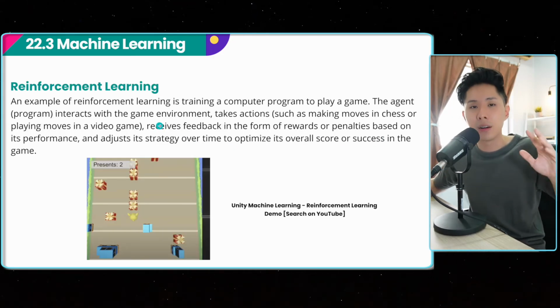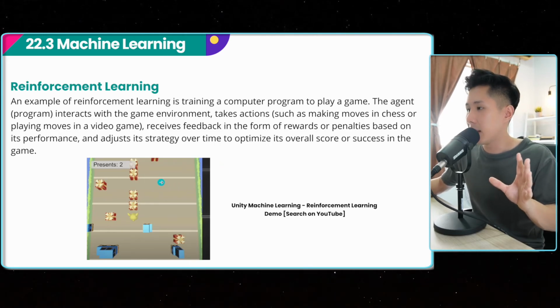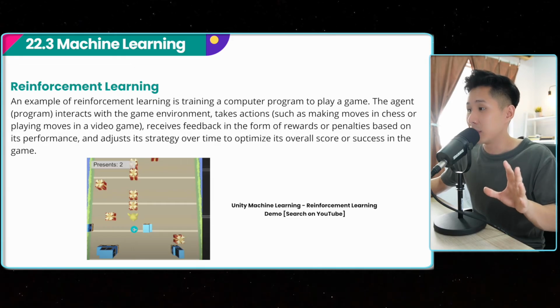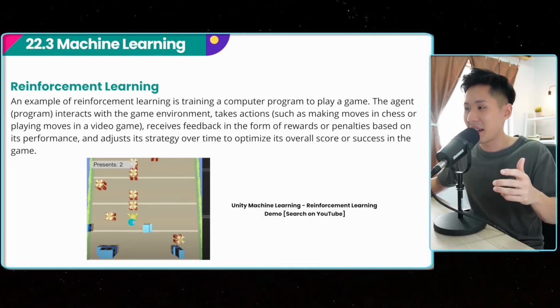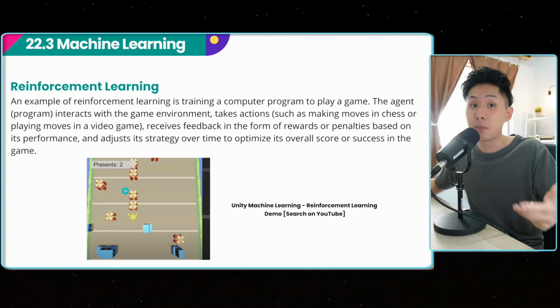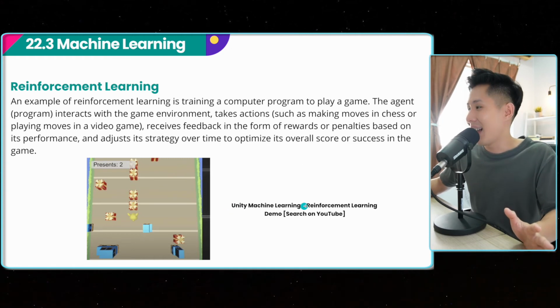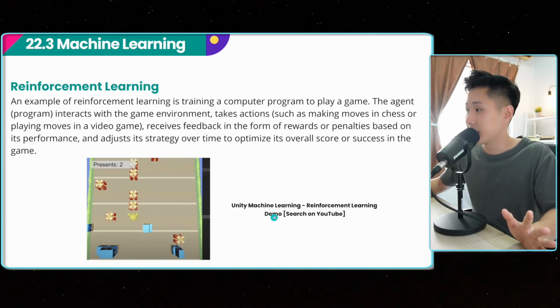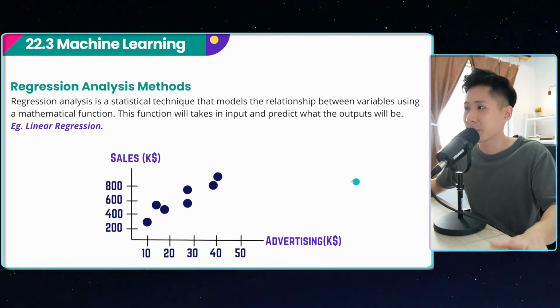And one example I saw on YouTube is interesting. This is a game made by developers, and this is the agent. And the goal of this game is to not collide with any wall. So reinforcement learning involves letting this agent play the game thousands and millions of times until it finds the correct path. And you can search it up on YouTube: Unity Machine Learning Reinforcement Learning Demo. And that should give you a better idea. I can't show the video here because of copyright issues.